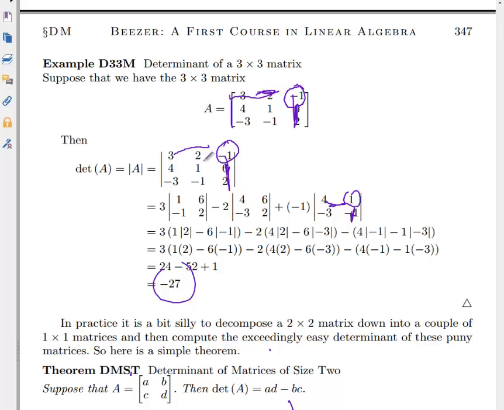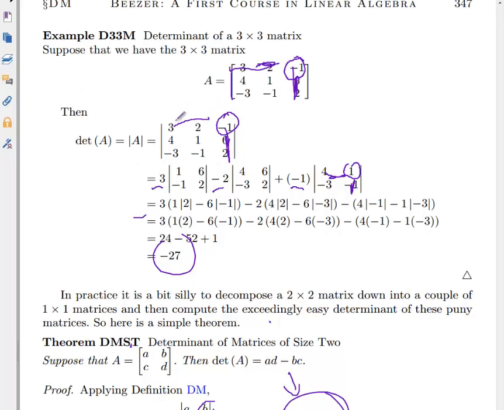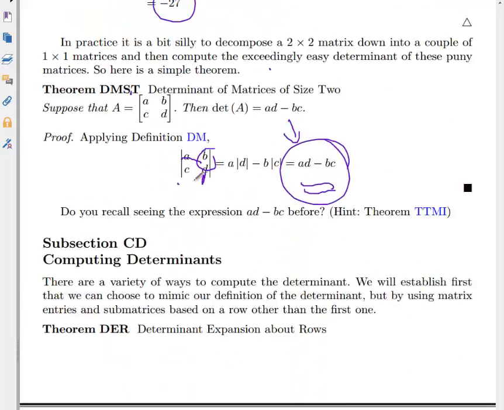Now notice there was an alternating in signs, plus, minus, plus. So when I use the first row to compute the determinant, I have this plus, minus, plus pattern. And if there were more columns, I would just keep going plus, minus, plus, minus, and so on. Now we used the first row in this case. It turns out that you can use other rows as well.